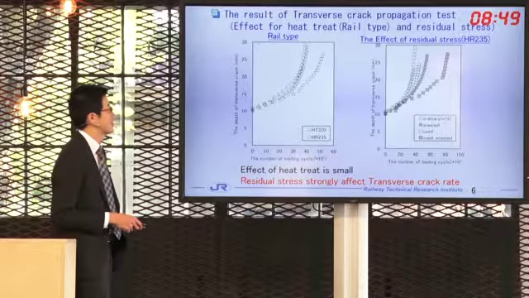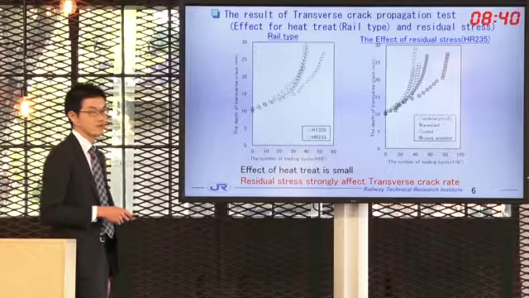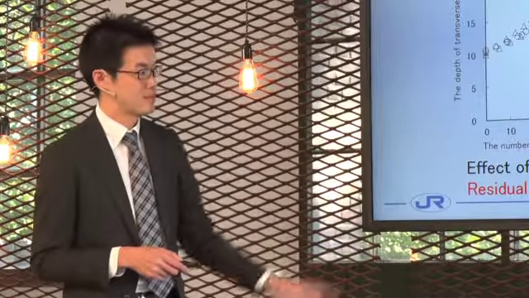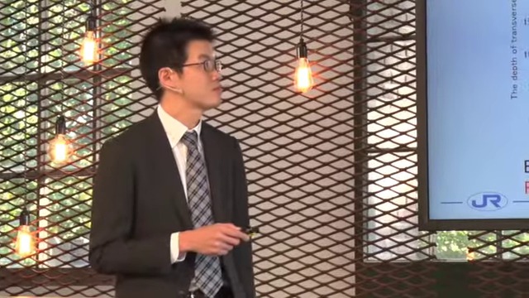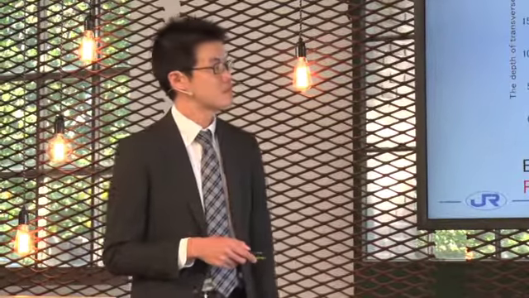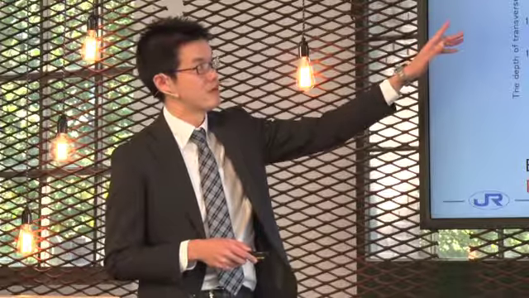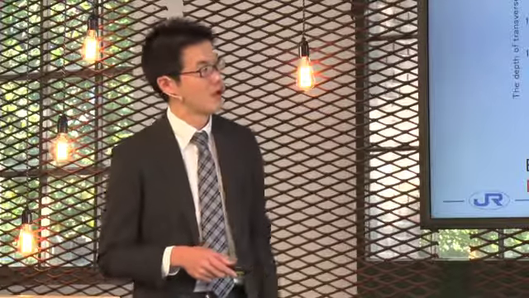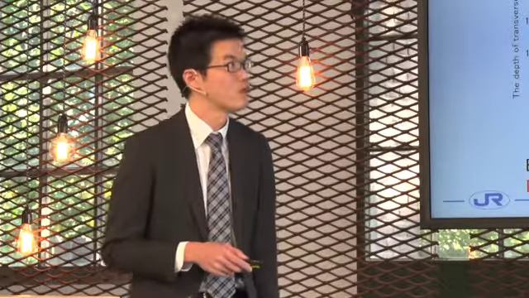This slide shows the test results. The figure on the left shows the different rail types. The horizontal axis is the number of loading cycles, and the vertical axis is the depth of the transverse crack. This graph means that although we conducted tests on two different rail types, the effect of heat treatment shows almost the same tendency, which means the effect of heat treatment is small.